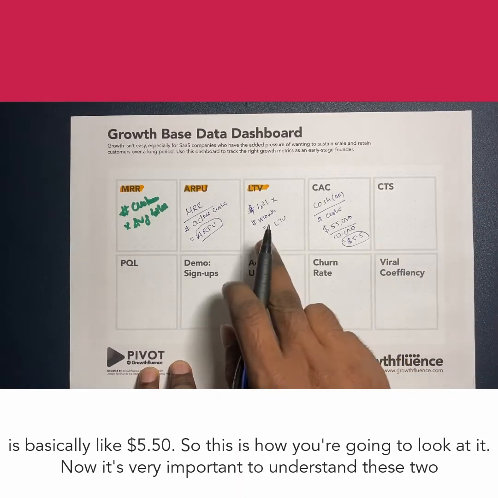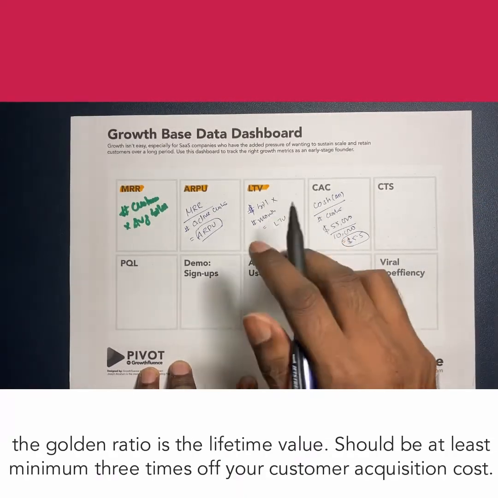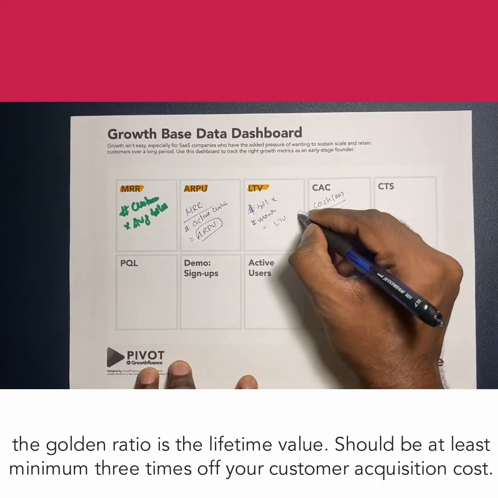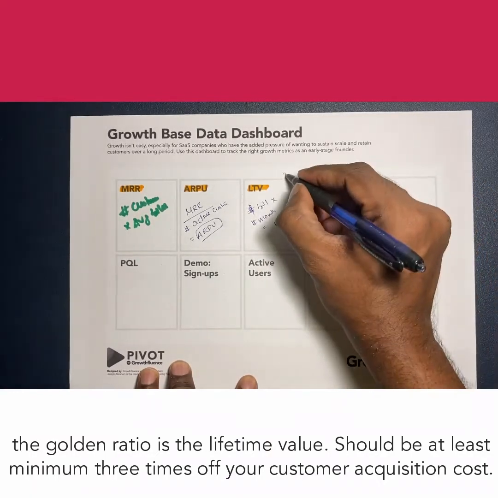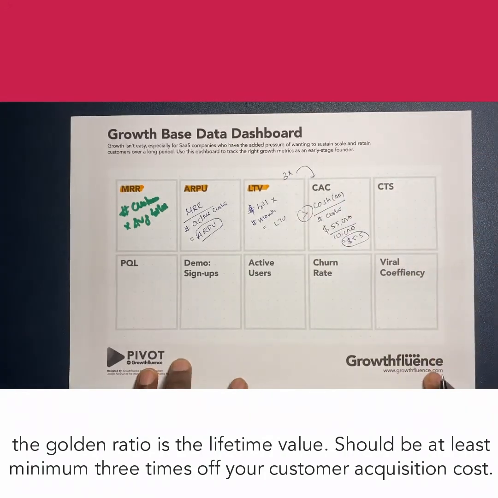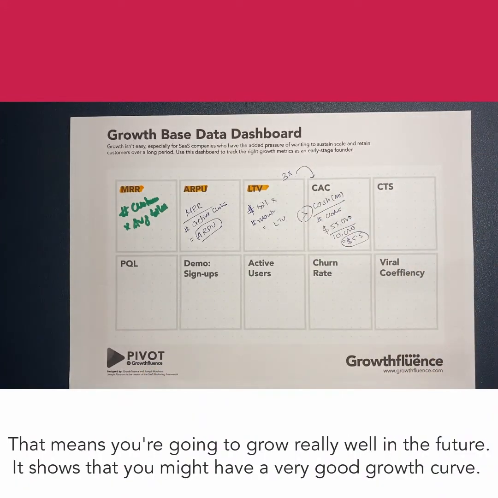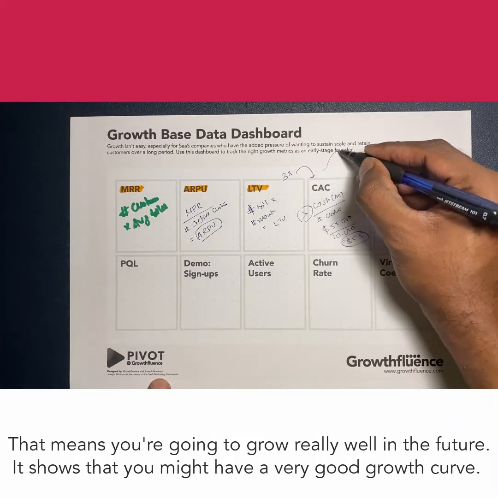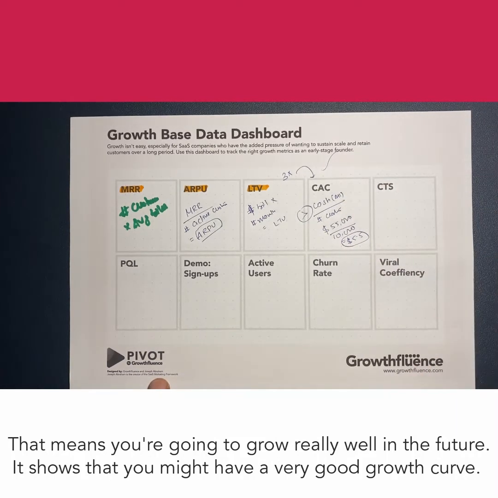Now it's very important to understand these two. The golden ratio is that the lifetime value should be at least 3 times your customer acquisition cost. That means you're going to grow really well in the future. It shows that you might have a very good growth curve.